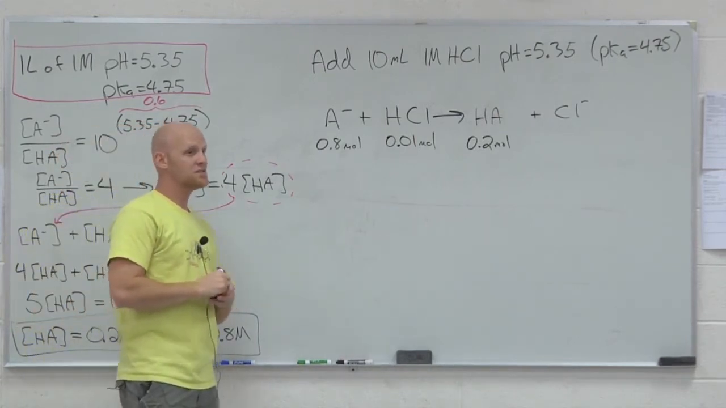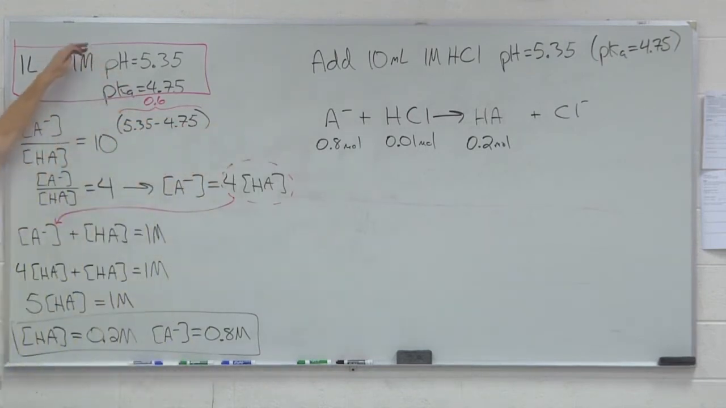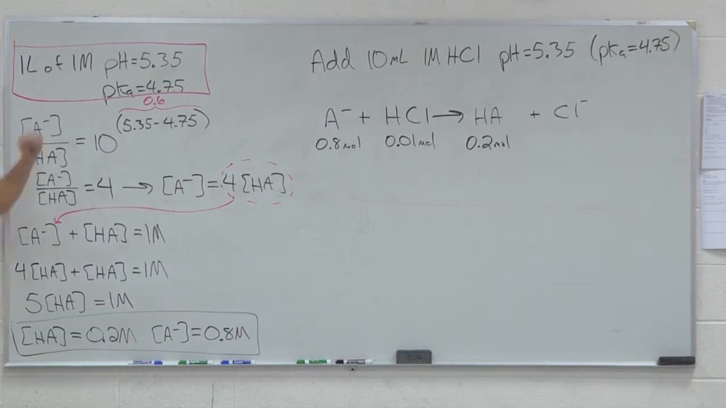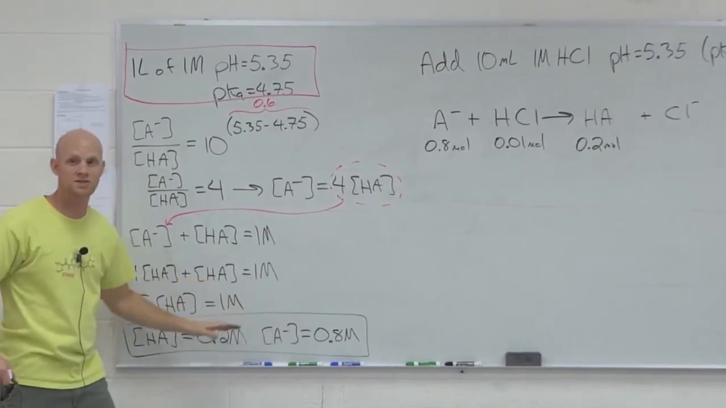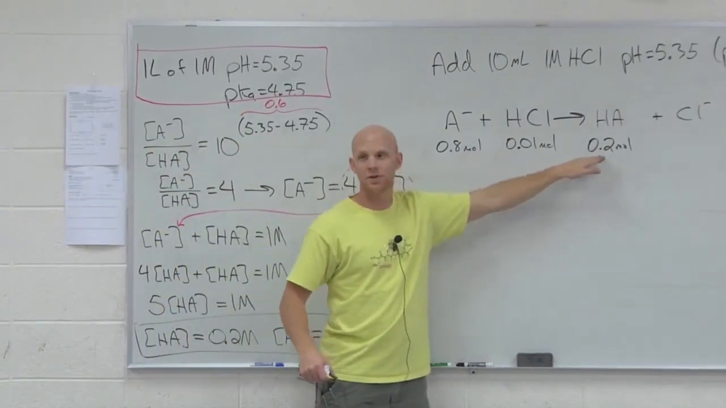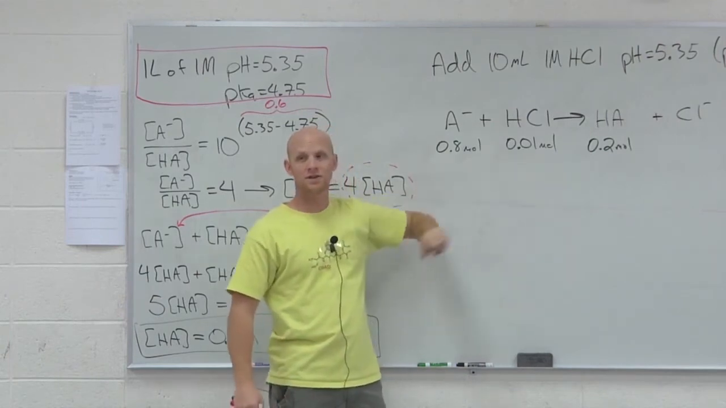So again, if I just asked this question without asking the previous ones, we would have first had to calculate it out based on the initial pH of 5.35 and the pKa of 4.75 and the total buffer concentration of 1 molar. We would have to initially figure out what these initial concentrations were to come up with these initial number of moles in our buffer. And once we've done that, now we can see how the HCl is going to change that.